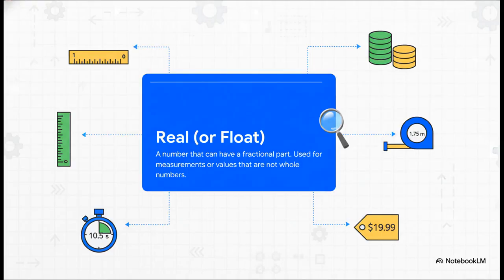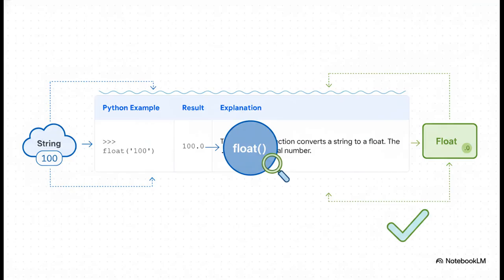Okay, but what happens when you've got numbers with decimal points? Well, in computer science, these are called real numbers. But in Python, and this is the name you need to remember, they're called floats. You'd use a float for anything you measure, like someone's height, the price of a chocolate bar, or the time on a stopwatch. And check this out, this is where you can really see the difference.